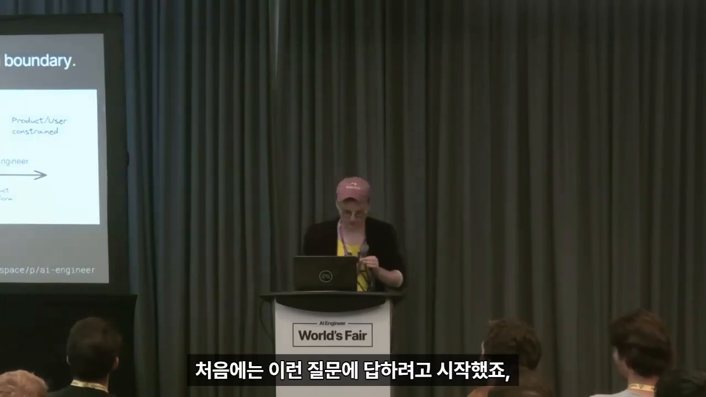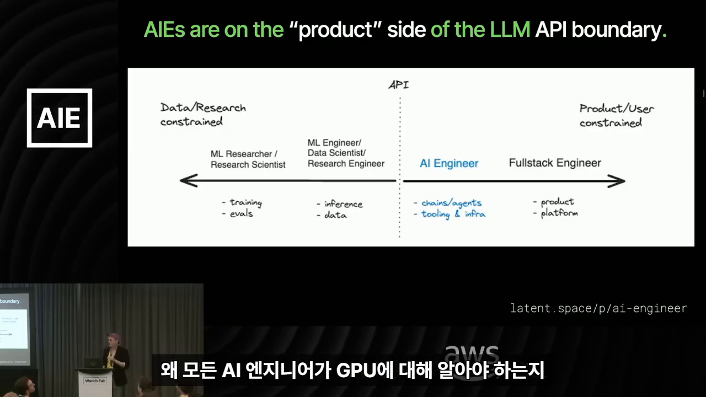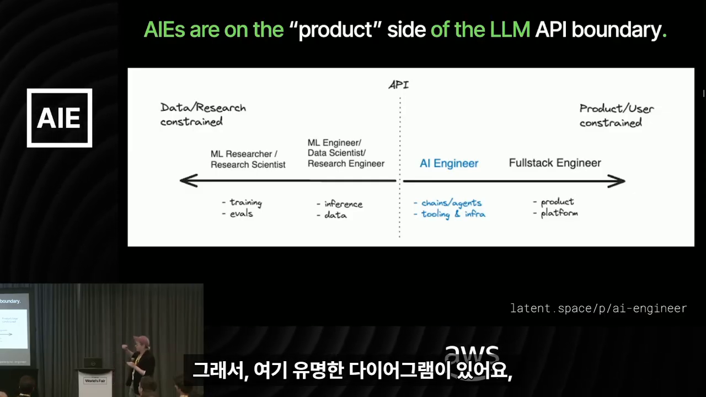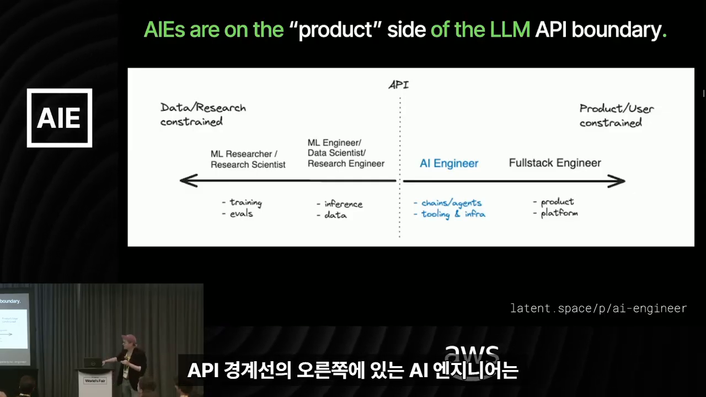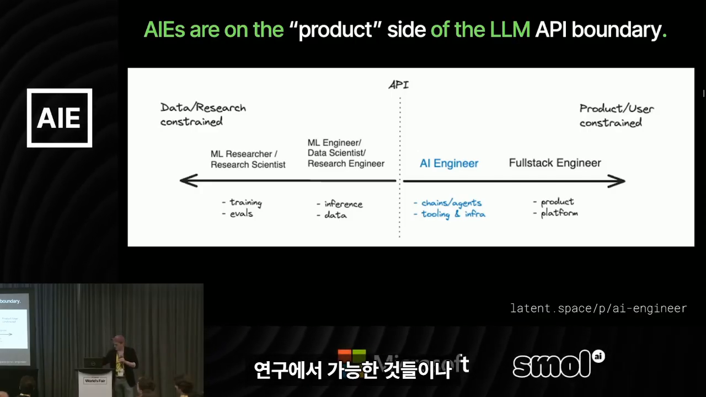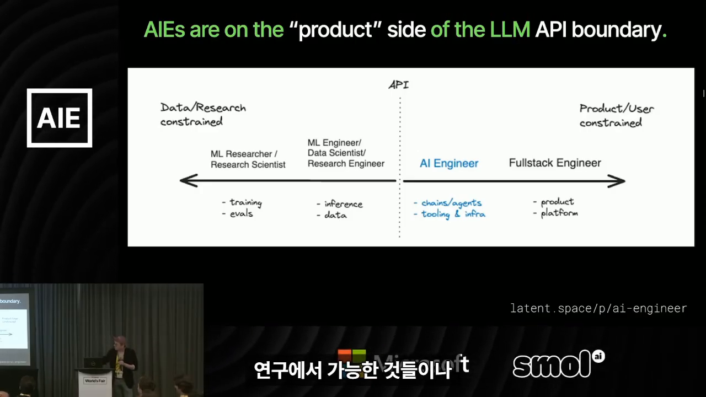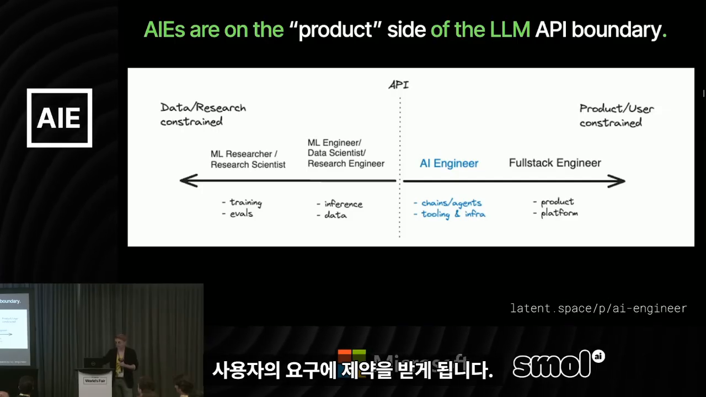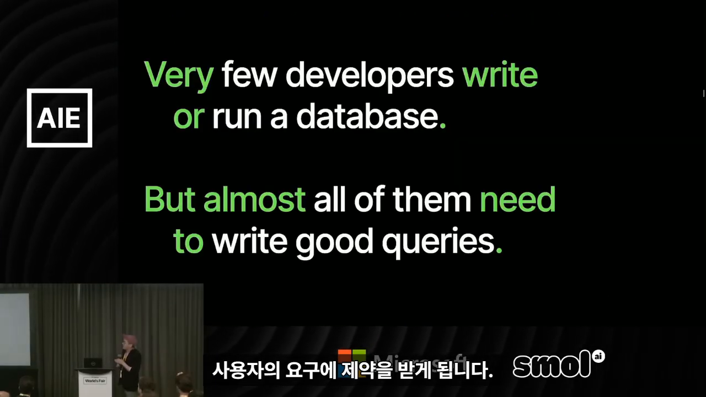Sorry. I started off by trying to answer the question of why every AI engineer needs to know about GPUs. So here's our famous diagram: AI engineer on the right of the API boundary, where they're constrained by the needs of users rather than what's possible with research or what infrastructure is capable of providing.